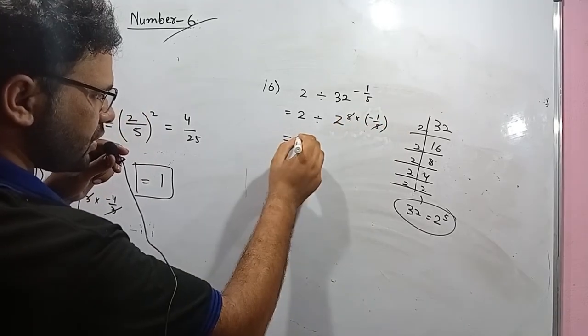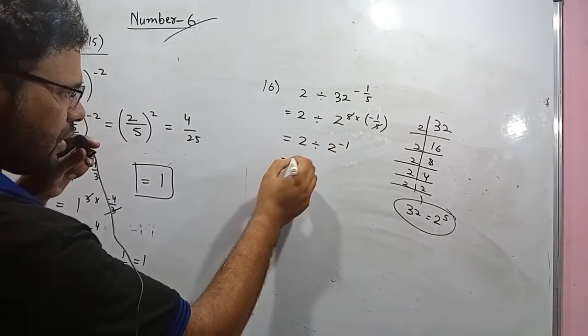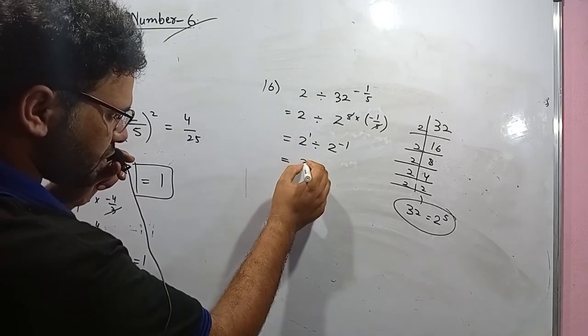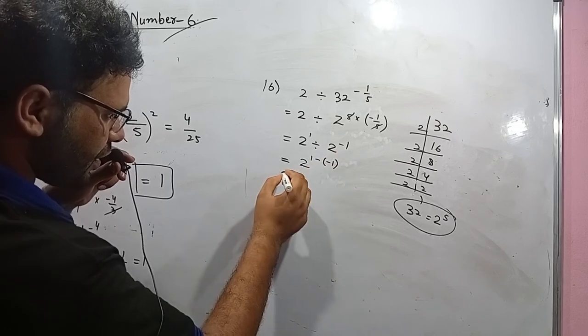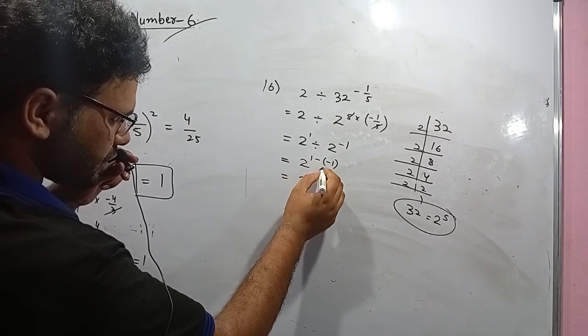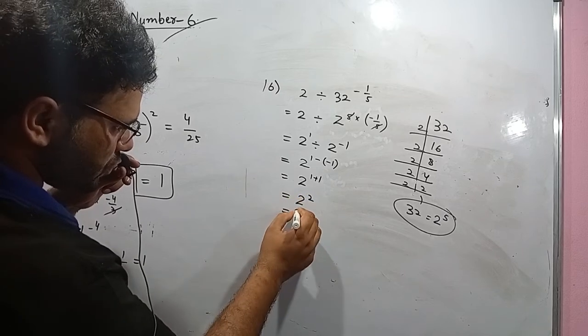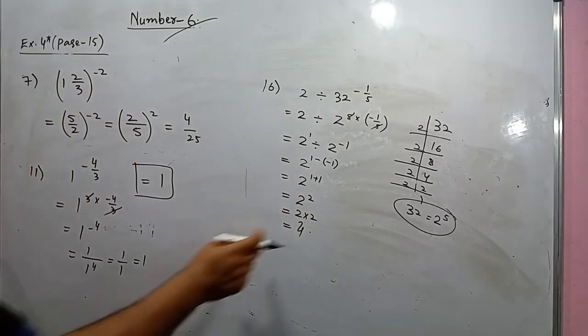5 cancel. You can see it's 2 divided by 2 to the power minus 1. Here we know it's power 1, so the bases are the same, and in division powers are subtracted. It's 1 minus, then this minus 1. That is 2, 1 minus is 1 plus 1. That is 2 to the power 2. 2 into 2, that is 4. So its answer is 4.